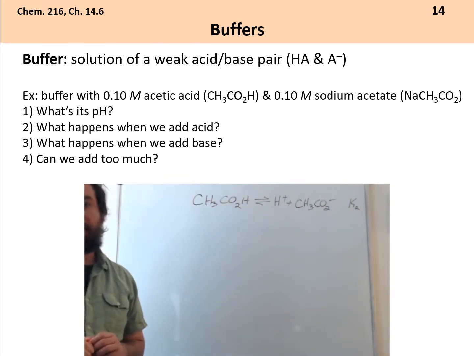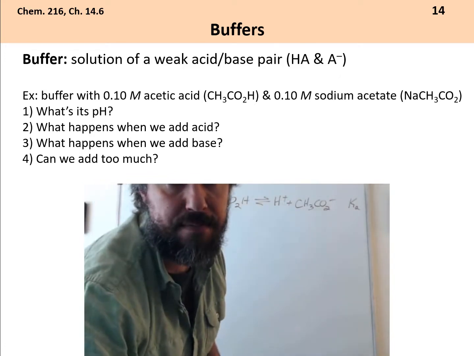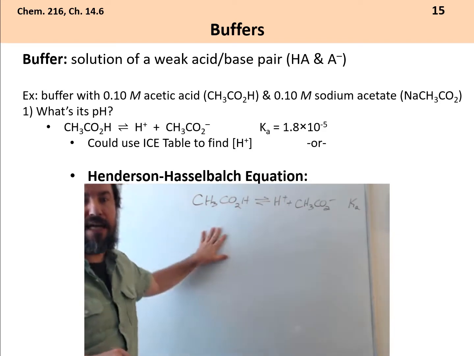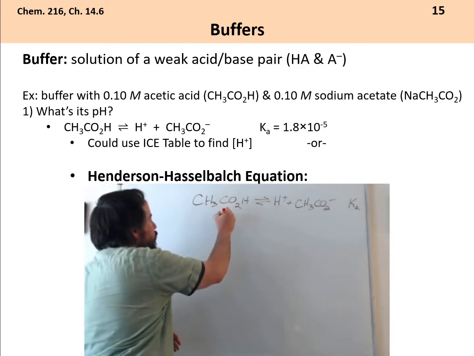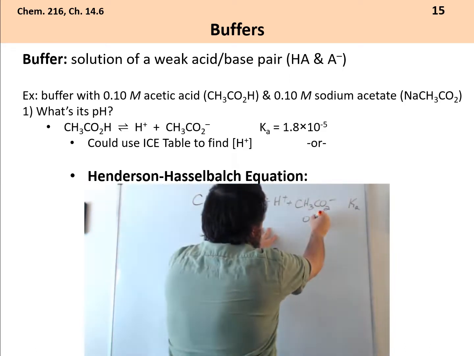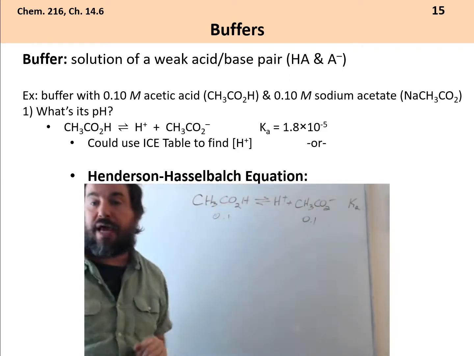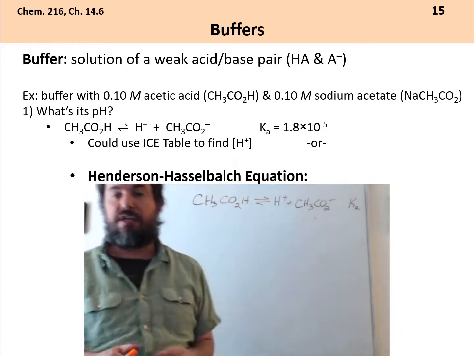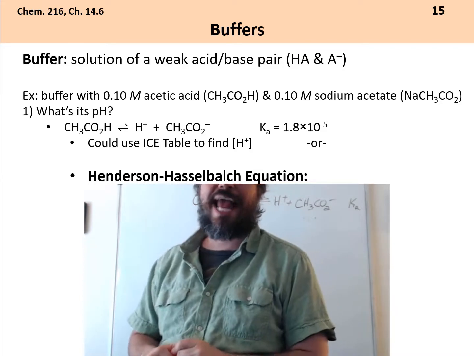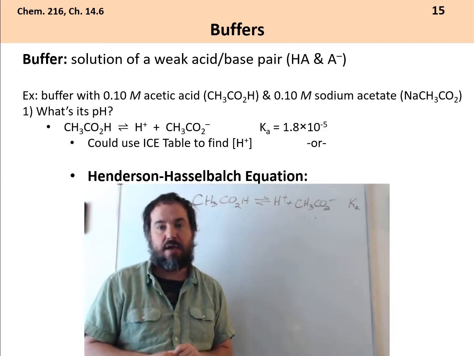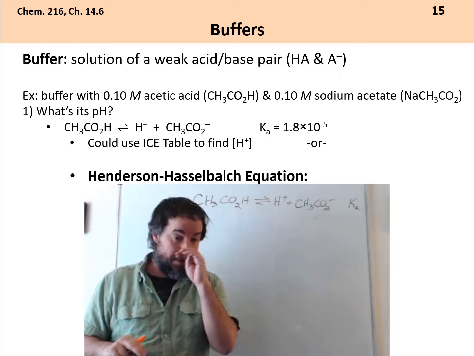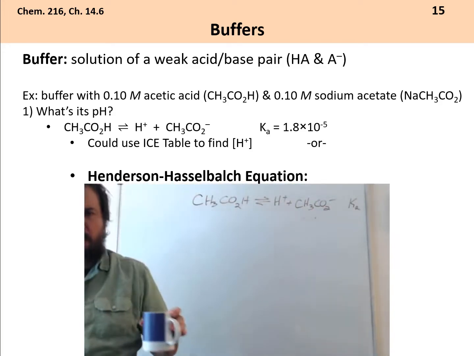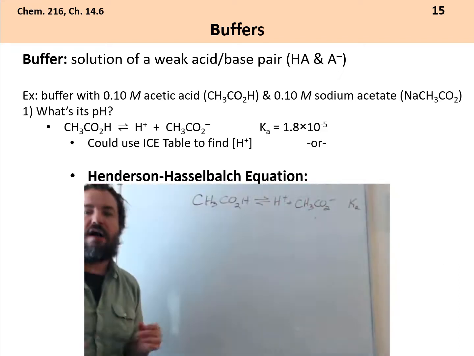Well, if I want to figure out what's going to happen, I could use an ICE table, right? I could say, okay, I start off with 0.1 molar of this, start off with 0.1 molar of this. Let's go ahead and do that entire ICE table. But instead, we have a simpler way to do it. And this is something called the Henderson-Hasselbalch equation, okay? Or a lot of times I just write down HH equation. The Henderson-Hasselbalch equation figures out the pH of a buffer.